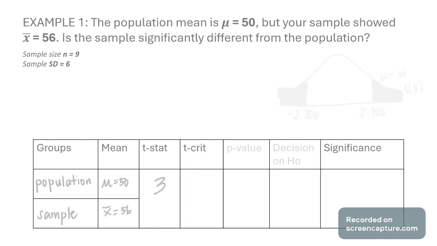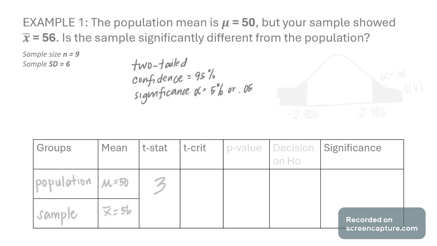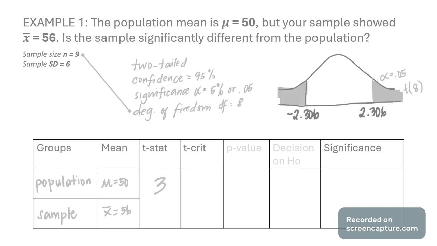Next, let us draw the model t-distribution. Unless mentioned in the problem, we can always stick to a two-tailed 95% confidence level, which means that significance level alpha is 5% or 0.05. How many degrees of freedom do we use? Remember, sample size is n equals 9, so our degrees of freedom df is 8. And in our model t-distribution, the critical value is 2.306 when we use the t-table. Actually, what we just need is a critical value, in this case, 2.306. We write this in our table under t-crit.